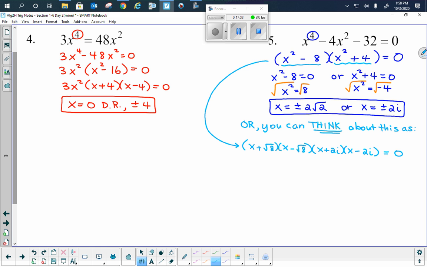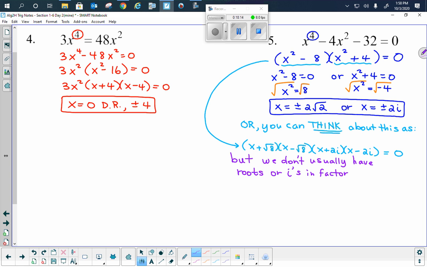Well, the reason is because we don't usually have roots or i's in factors. So when we start talking about just factors as answers, usually you can't have i's or roots in them. So we'll say, but we don't usually have roots or i's in factors.